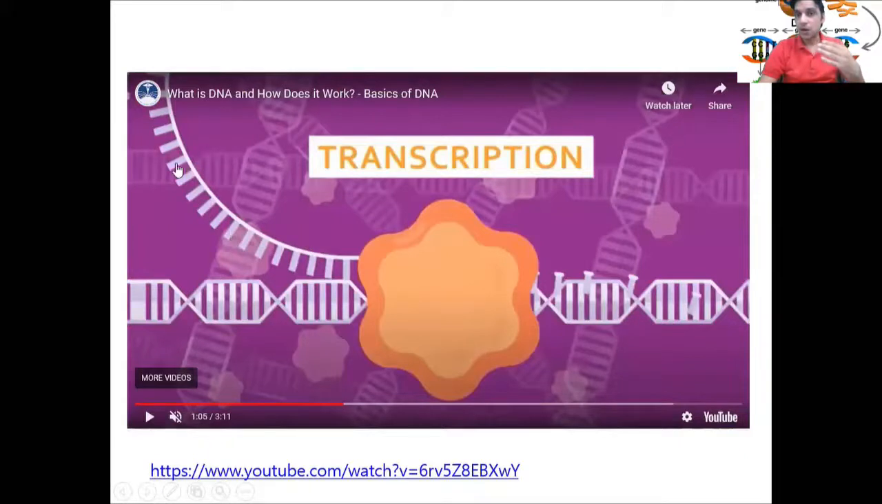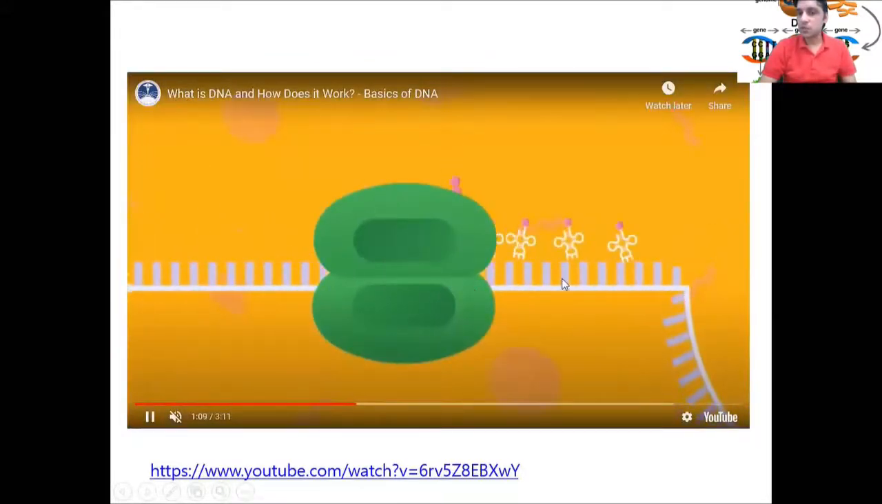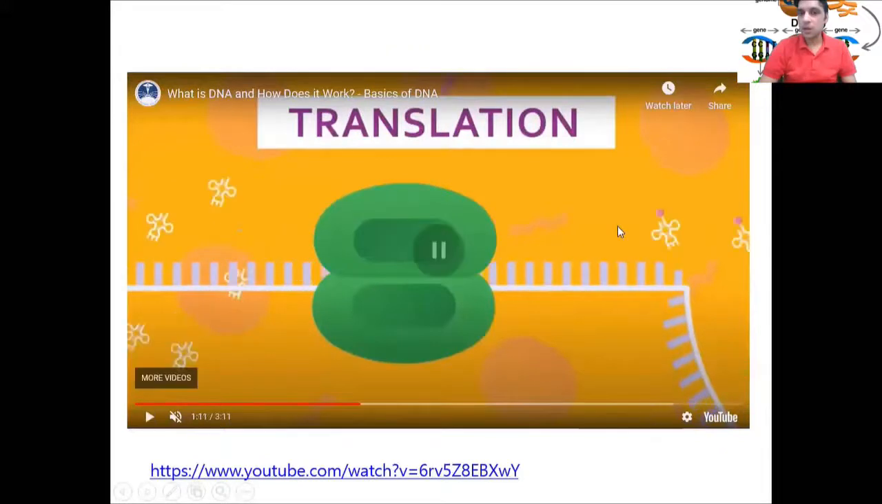Creating RNA out of a certain sequence present on the DNA. The next step is using the sequence of RNA to create proteins. Can you identify this? These blue dots are the amino acids.